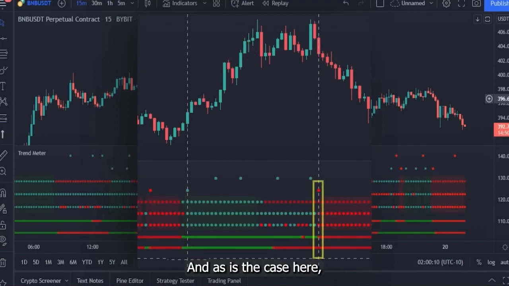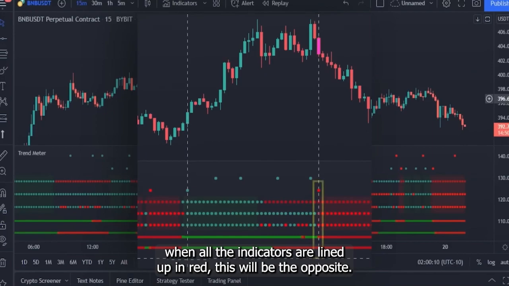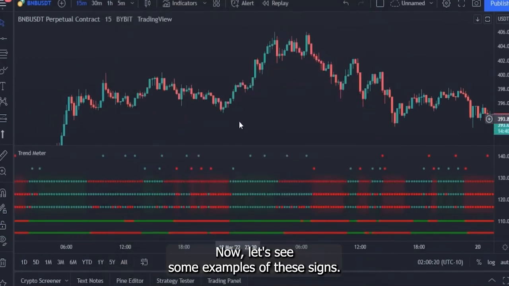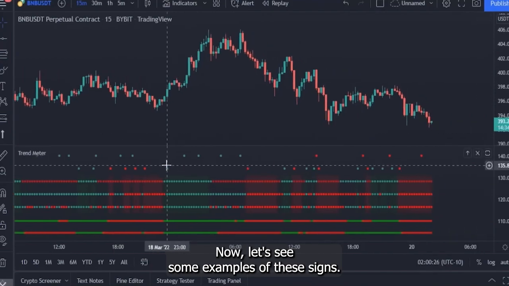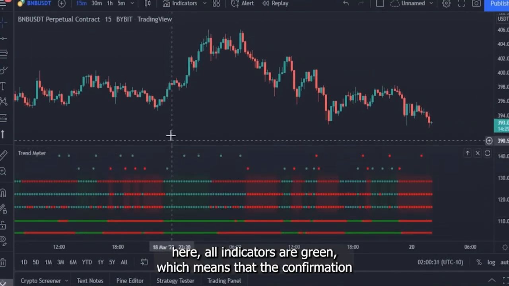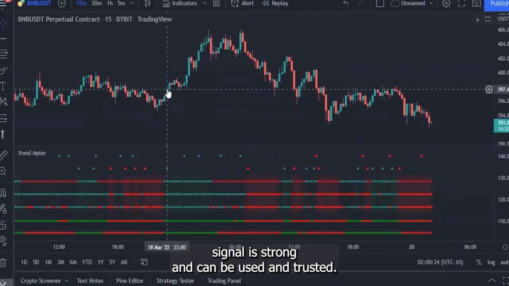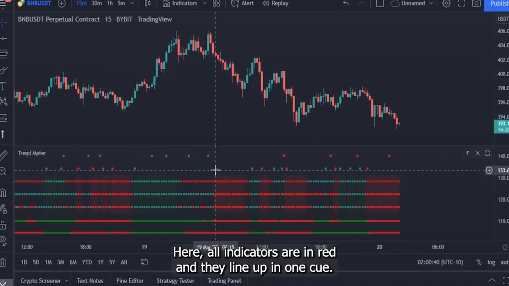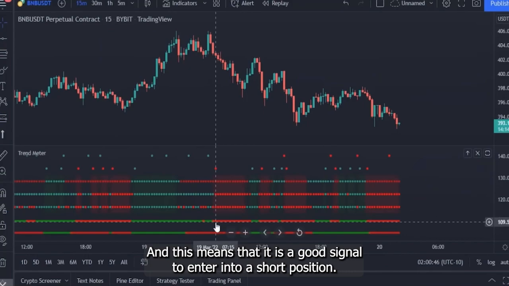And as is the case here, when all the indicators are lined up in red, this will be the opposite, and this candle will be the entry point for a short position. Now let's see some examples of these signs. As we note here, all indicators are green, which means that the confirmation signal is strong and can be used and trusted. Here, all indicators are in red and they line up in one queue, and this means that it is a good signal to enter into a short position.